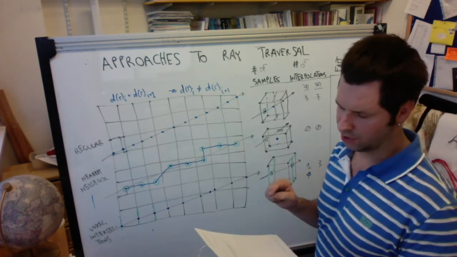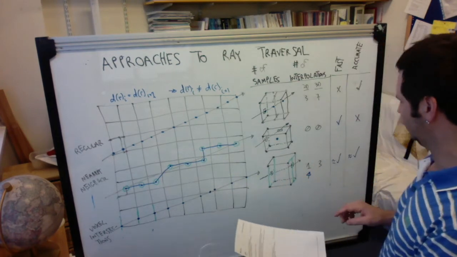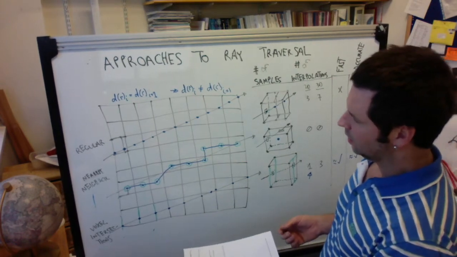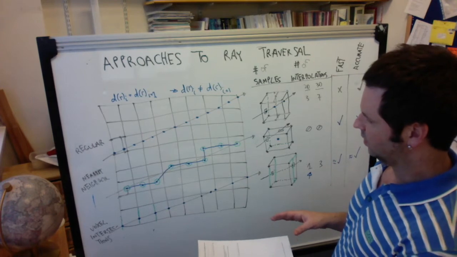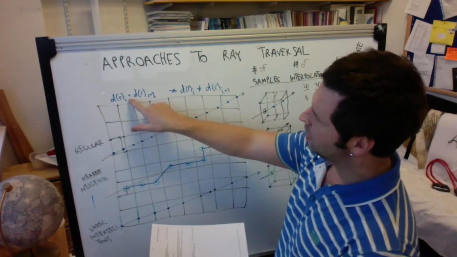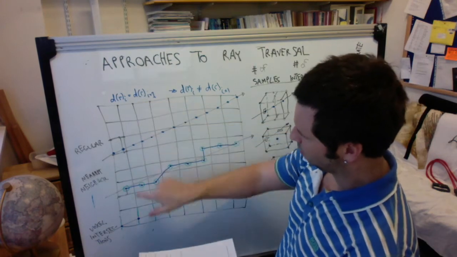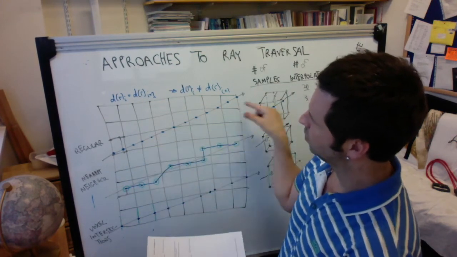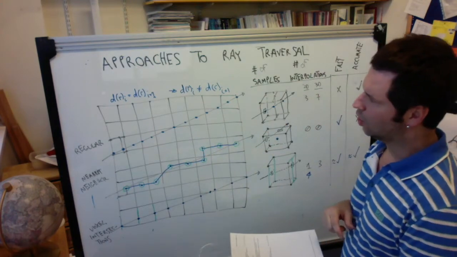What is the disadvantage of the third approach, the voxel intersections? Well, one could say a disadvantage is accuracy, because you don't have the even spacing between samples, like you do with the guaranteed even spacing between samples along the ray.